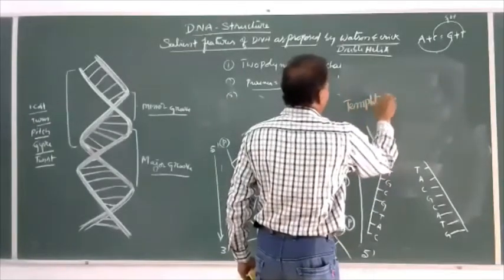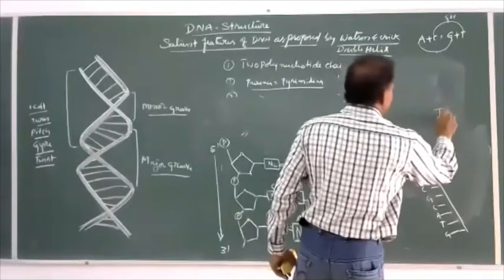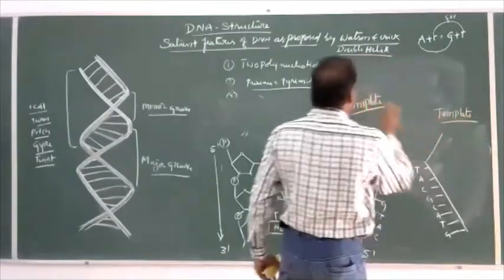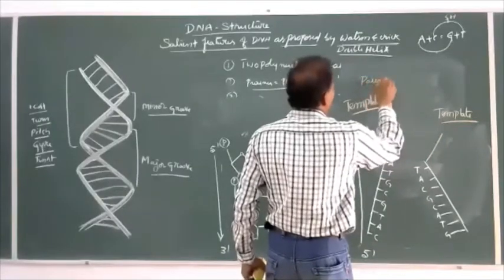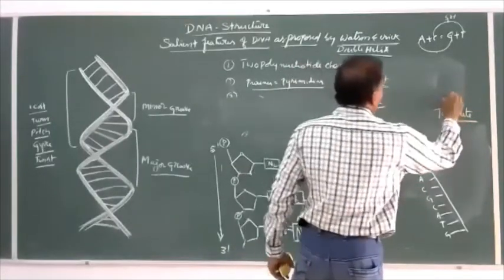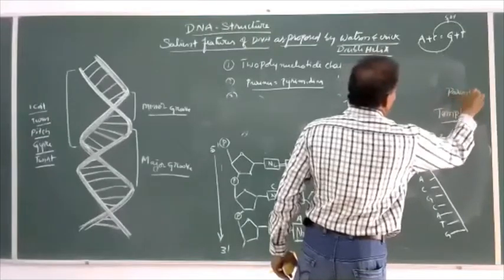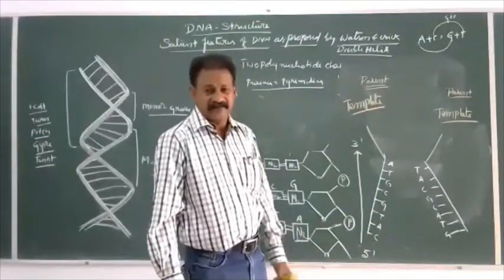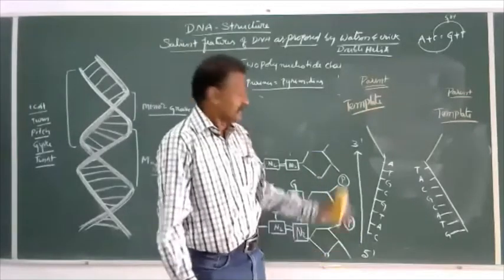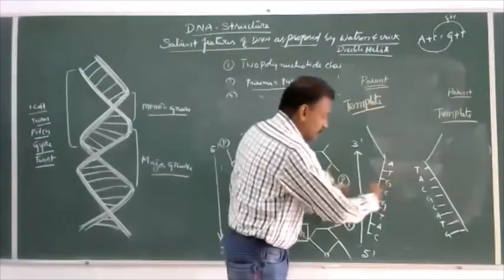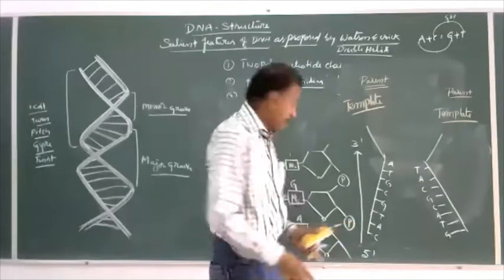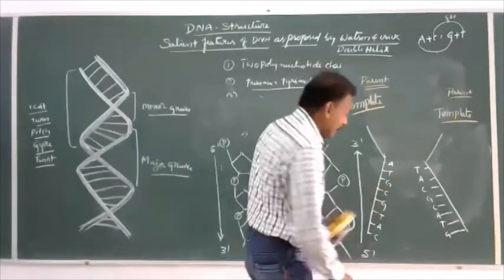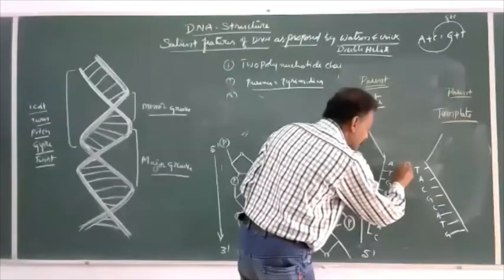Template. Template means parent. Parent. What does it mean? A parent will give offspring, children, next generation. Here also, based upon these two separated strands, keeping in view of the base complementation, new DNA strands can be produced.